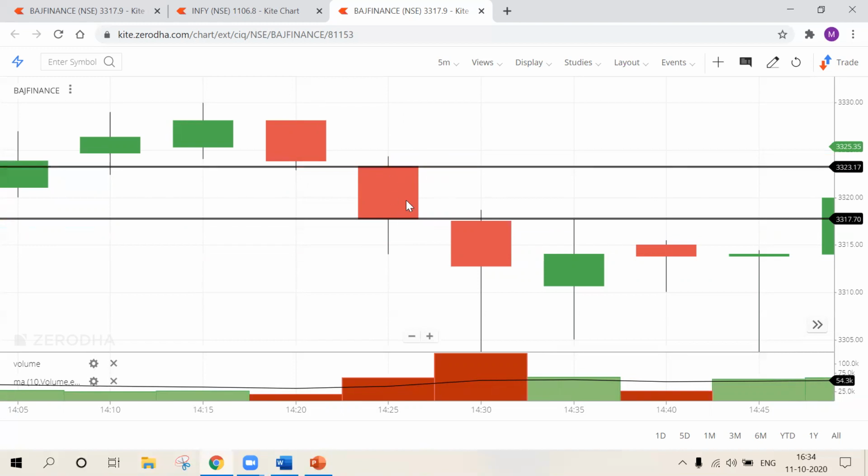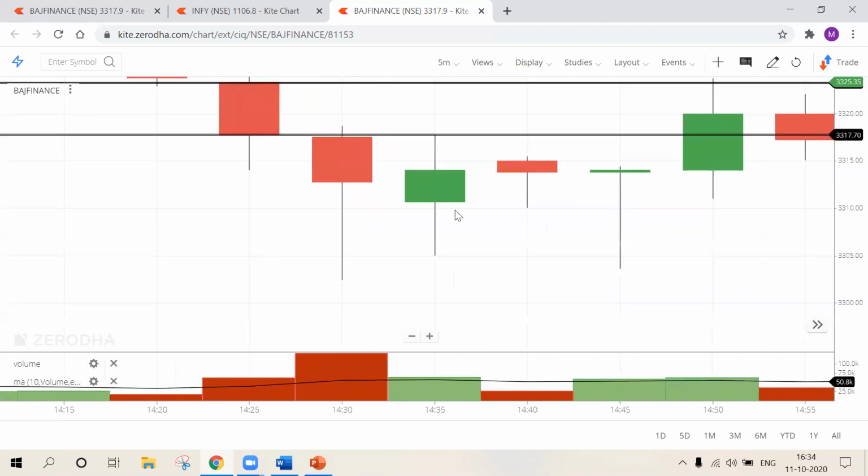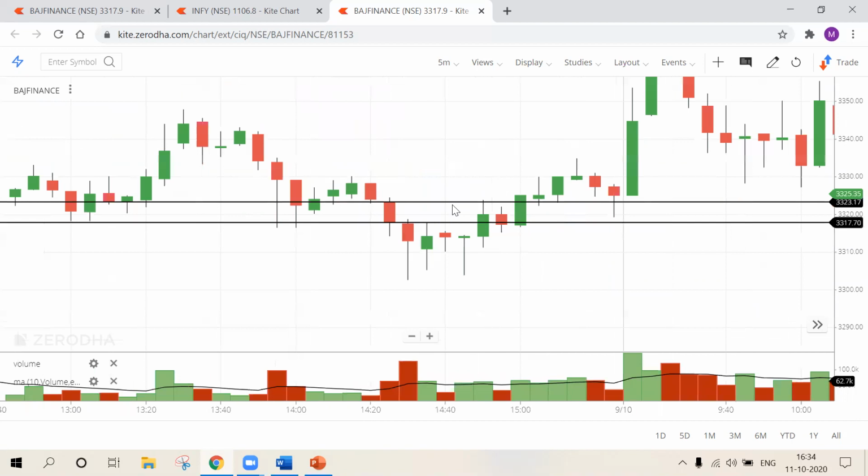So the wick is nothing but the fighting area between buyers and sellers, and the body area is nothing but where sellers won. If the sellers win, then the candle color will be red. If the buyers win the battle, then the color of the body of the candle will be green.